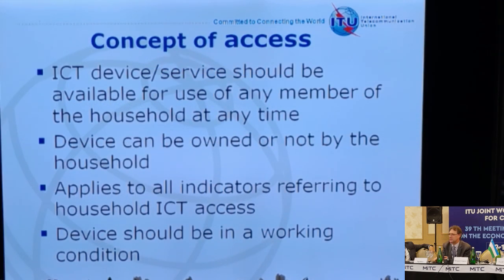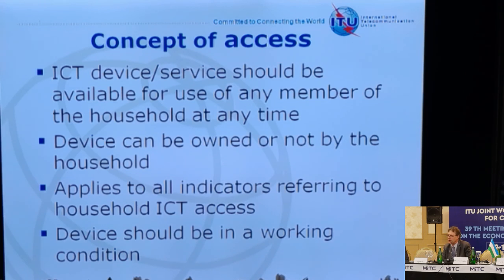So the concept of access. It's a device or a service that should be available for use by any member of the household at any time. The device can be owned or not by the household, and this applies to all the indicators referring to household ICT access. And the device, or the service of course, should be in working condition. So if the question is, does your household have a TV? Then it's important that the TV actually works and is not standing in the basement broken. That anybody can switch it on at any time, except during dinner, of course, and that everybody is allowed to watch it.